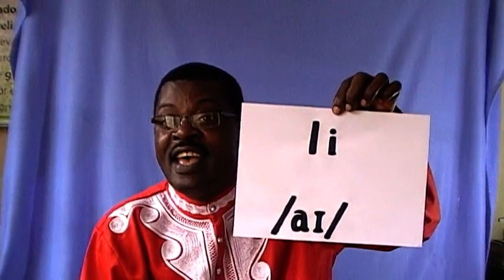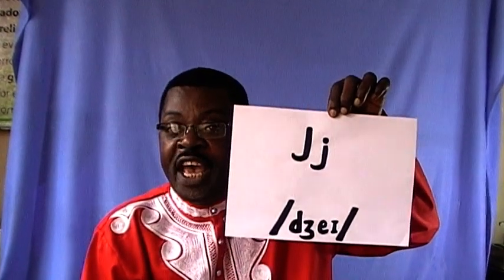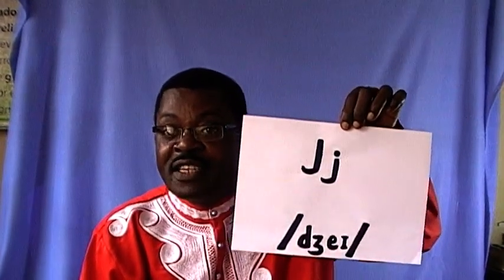Clear? Good. Now, let's move to the next one. It's fairly simple. You simply say letter I. Then, the next one, you say letter J. That is the way to say the name of that letter. The next one, fairly simple.